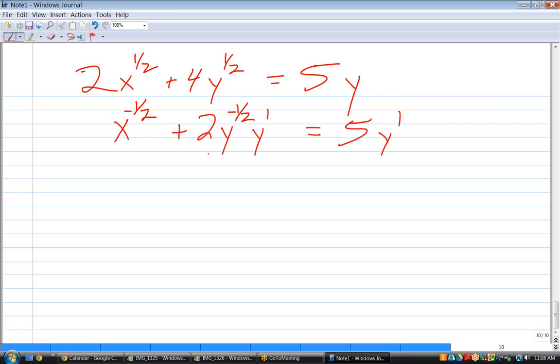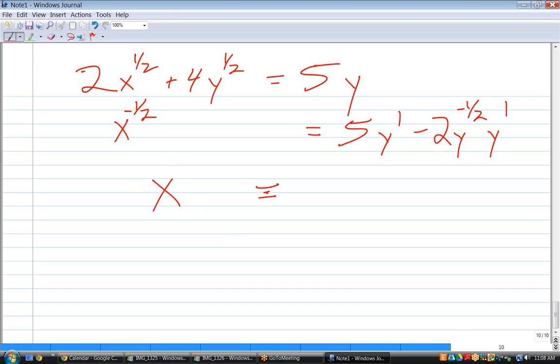Bring it to the right side? Yeah, bring this term to the right side. Okay. So, I'll subtract it: 2y to the negative 1/2 y prime, and erase it from there. So now, with one step, I've got it to where it would have taken me 2 steps had I wanted to have the y prime on the left. Okay? Now what?